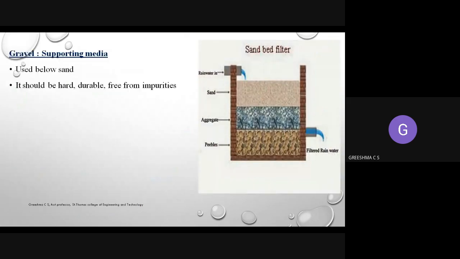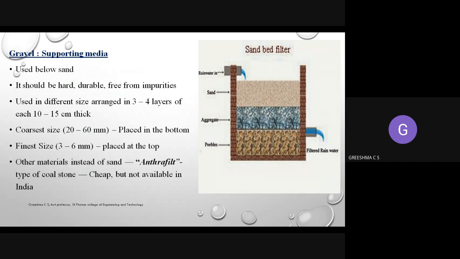Come to the next one, that is the supporting media below the sand. You can see in this figure, below the sand we are using aggregates, the coarse aggregates or gravel, as supporting media. The gravel or coarse aggregate used is of different types. The biggest size aggregates are used at the bottom, the coarsest size at the bottommost portion, having a size of 20 to 60 mm. The finer, smaller size is used for the topmost portion, below the sand, that ranges from 3 to 6 mm.